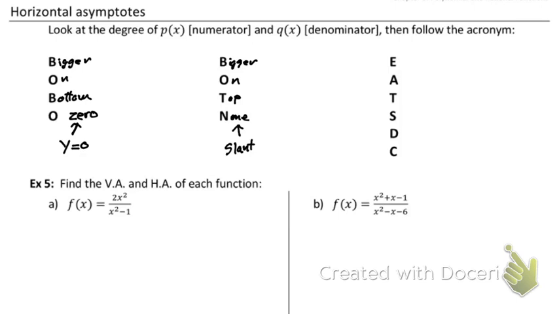All right, next one is EATS DC. That is, exponents are the same, divide coefficients. So you're going to divide your lead coefficient, and that will tell you where your horizontal asymptotes are.